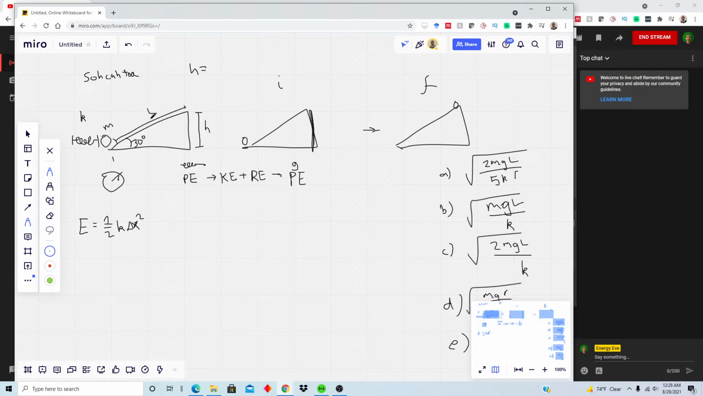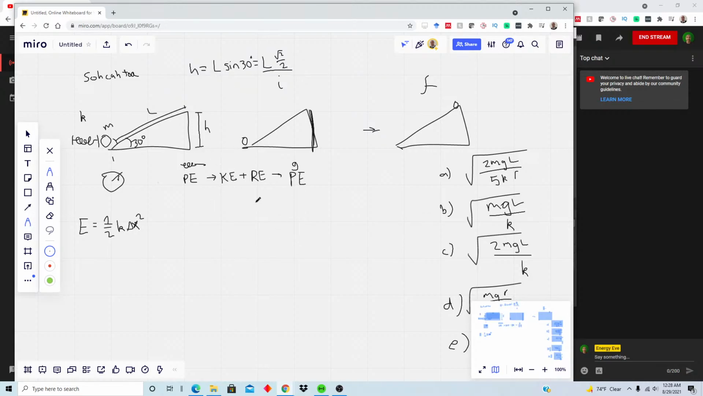And so we have hypotenuse and opposite from this angle. So we're going to use sine. And so this is going to be equal to L times sine of 30 degrees, which is equal to L times the square root of 2 over 2. This is going to be our height h.